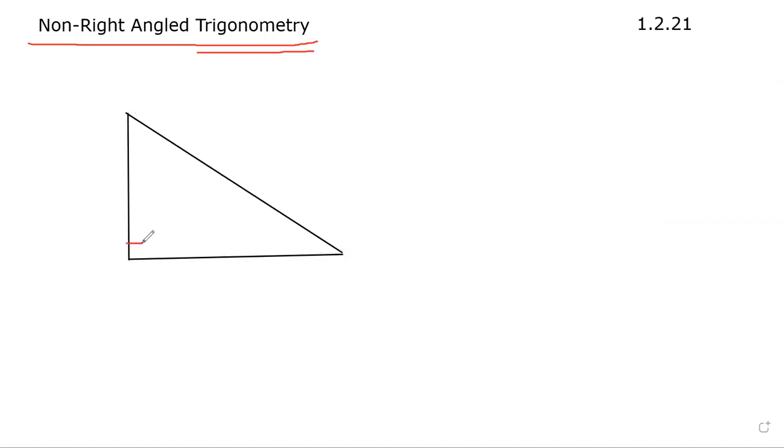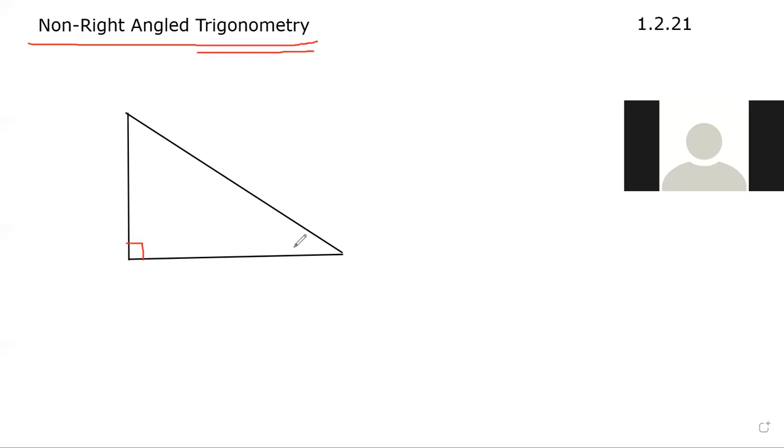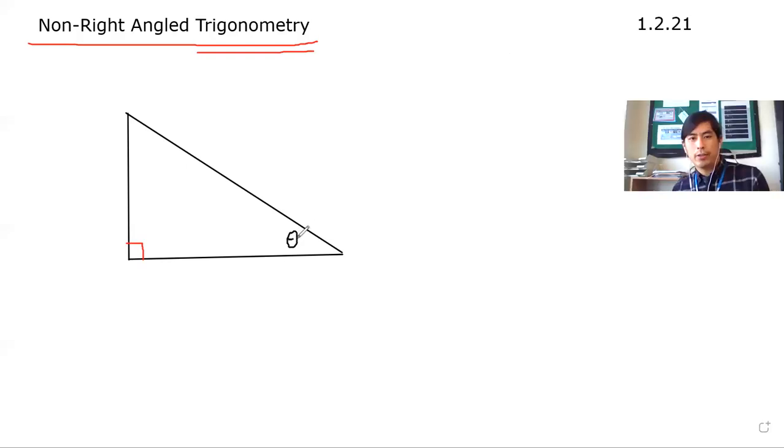All right, here's my right angle. And anyone remember what symbol we use for angles usually? What Greek letter we use? Theta. Theta, very good. Okay, angle theta.